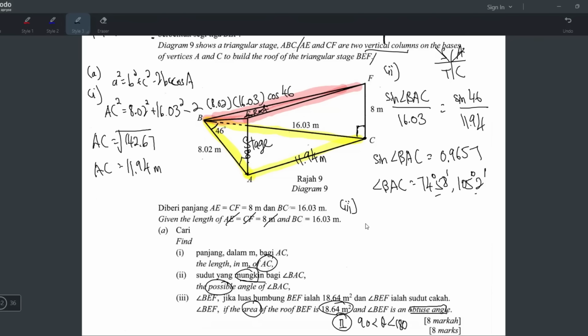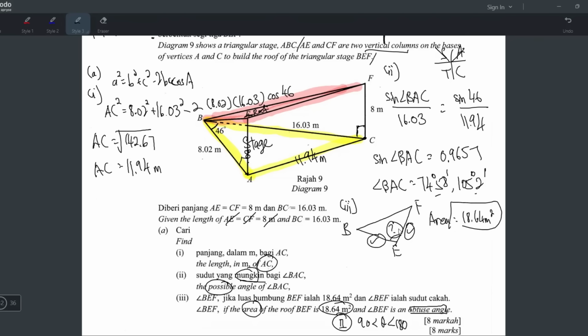Alright, let's draw out the red color triangle first. It's very hard to label here because it's very narrow. So let me just draw out my own BEF. They did mention the area, right? So the area of this triangle is 18.64 meters square. And what I'm trying to find is the angle BEF. So if I have these two sides, then it's very good. Because then I can just do 1/2 ab sine C equals to 18.64.